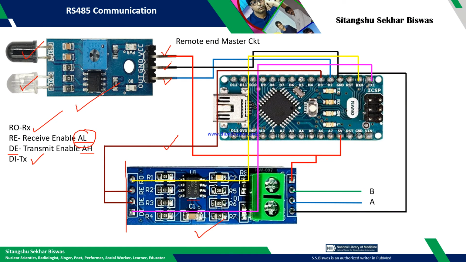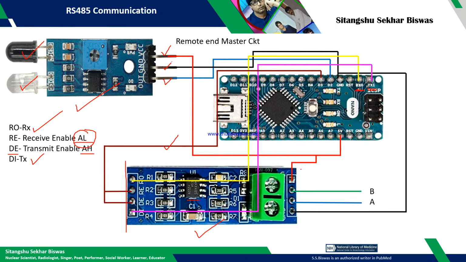And this RO pin, this yellow color line, is connected to, as I told, the receiver, so it is the microcontroller receiver pin. You see here it is connected, and the DI, that is the transmission pin, the transmit pin, is connected to TX, or transmitter, of the microcontroller. So this side connection is over.